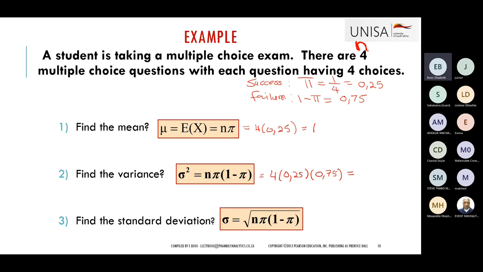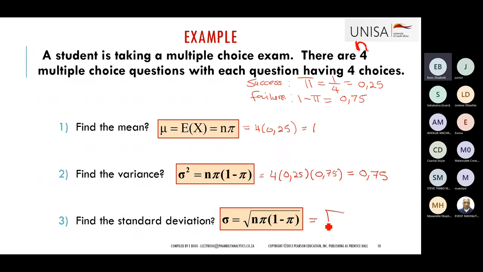So now we've defined our probability of success as getting one correct. Having one correct out of four, it will be 0.25. And that's what we are using. So 4 multiplied by 0.25 multiplied by 0.75 is 0.75. Find the standard deviation.